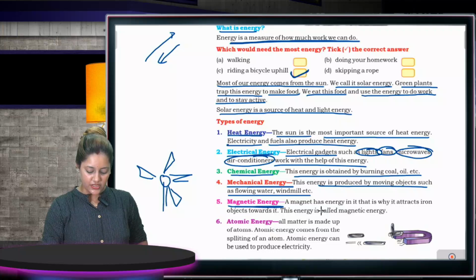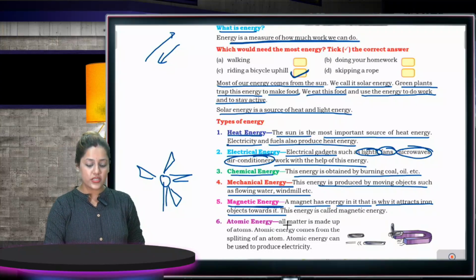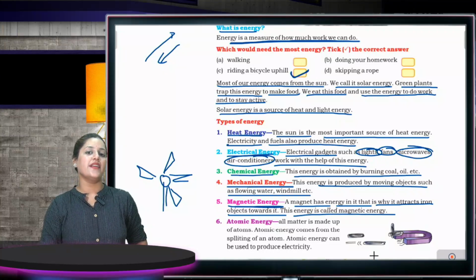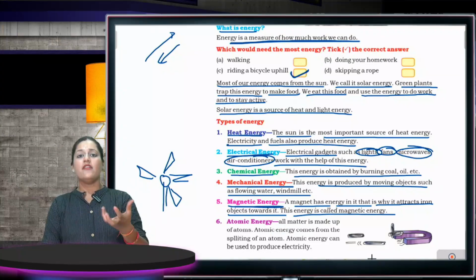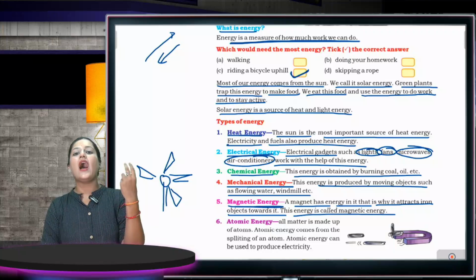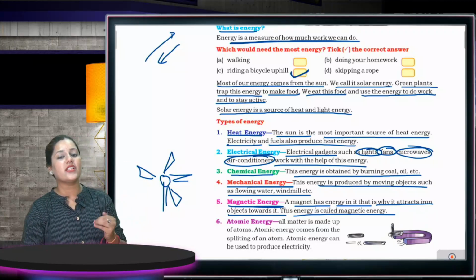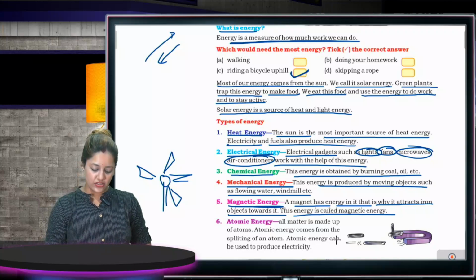Next is magnetic energy. A magnet has energy in it, that's why it attracts iron objects towards it, and this energy is called magnetic energy. Magnetic means like a magnet. When the magnet is put down, all the iron elements are attracted to it, and this energy is known as magnetic energy.